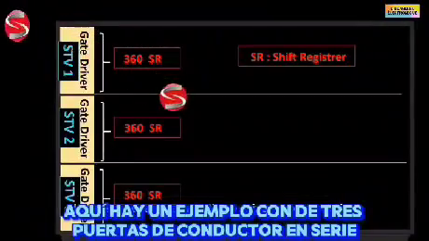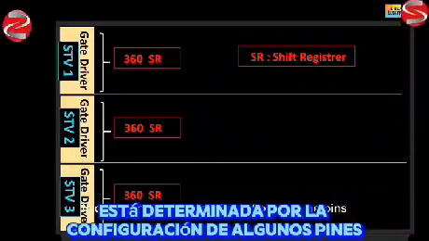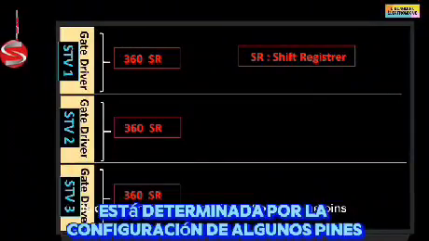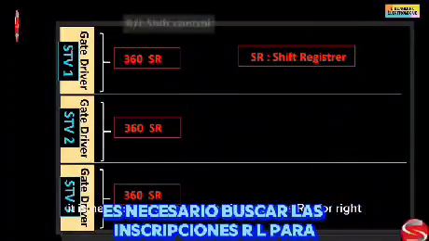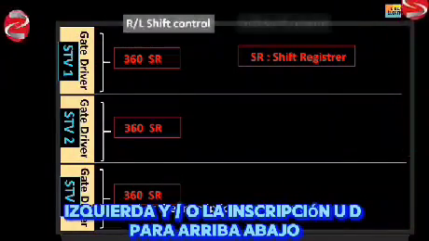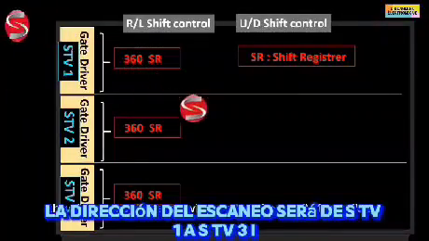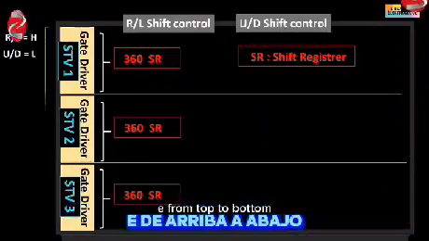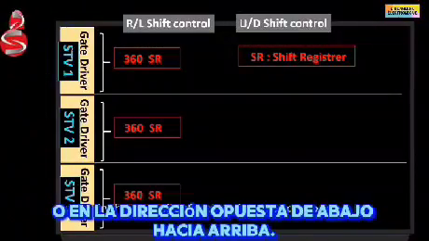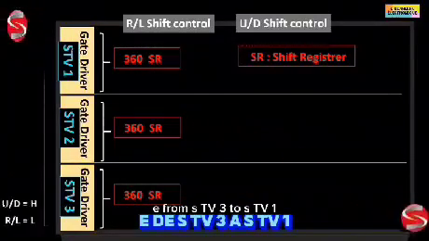Here is an example with 3 gate drivers in series. The direction of the scan is determined by the configuration of some pins. On the datasheet, it is necessary to look for the inscriptions RL for right-left and, or, the inscription UD for up-down. In this example, the direction of the scan will be either from STV1 to STV3, i.e. from top to bottom. Or in the opposite direction, from bottom to top, i.e. from STV3 to STV1.